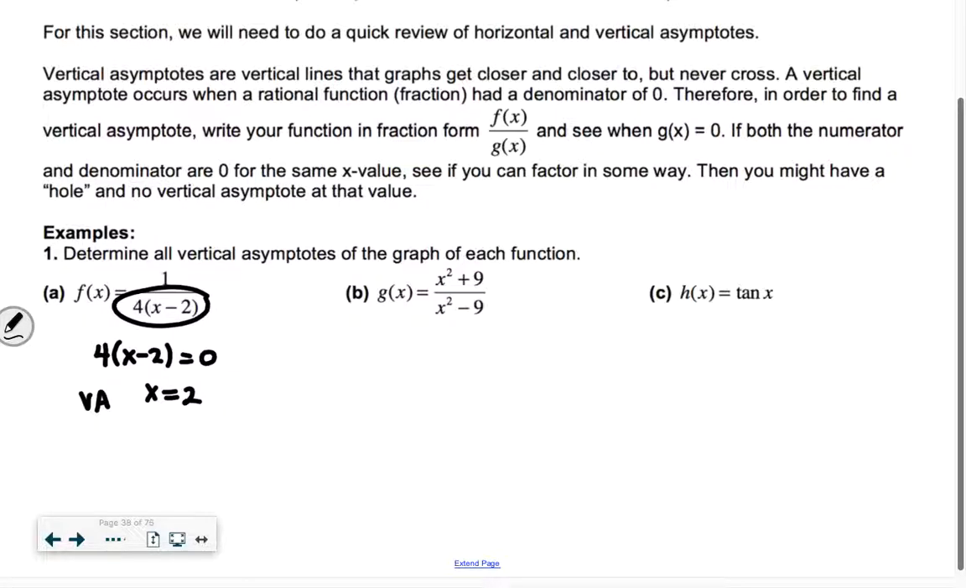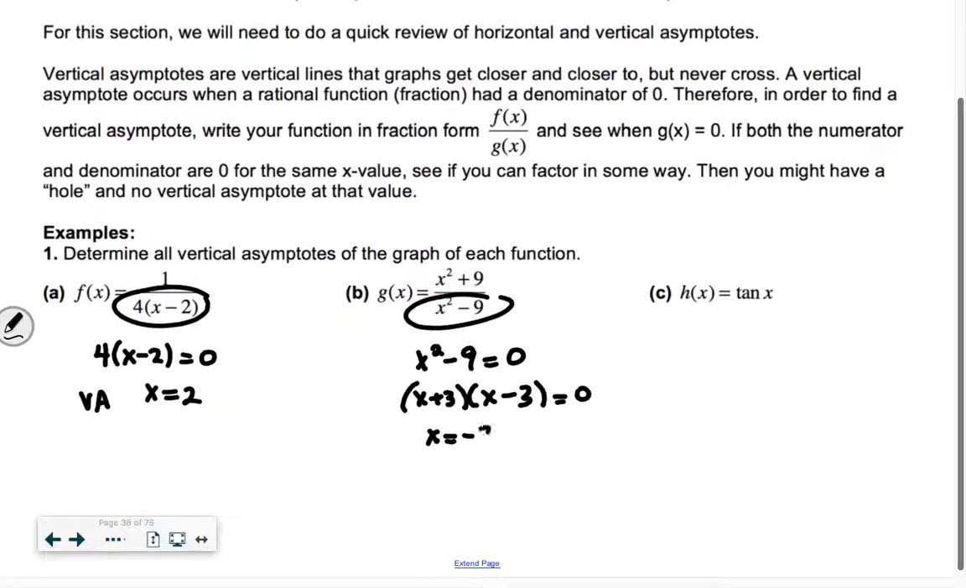All right, so when we set our denominator equal to 0, what 2 numbers do we get? Yeah, plus or minus 3, right? So you can factor if you want to, or you could subtract or add the 9 over and then take the square root. Just make sure you do have plus or minus 3. So that one would have 2.